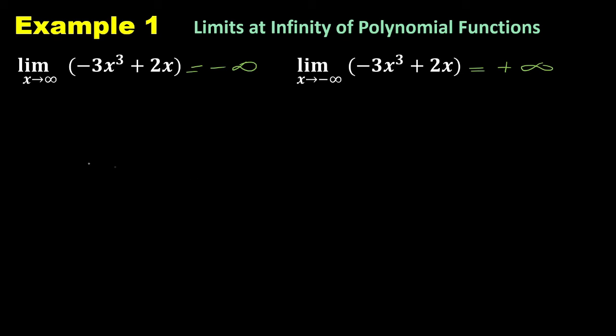Another strategy would be by using factoring. If we're going to do the limit as x approaches infinity, and we have the function, if we factor out x cubed, we would be having here negative 3 plus 2 over x squared.